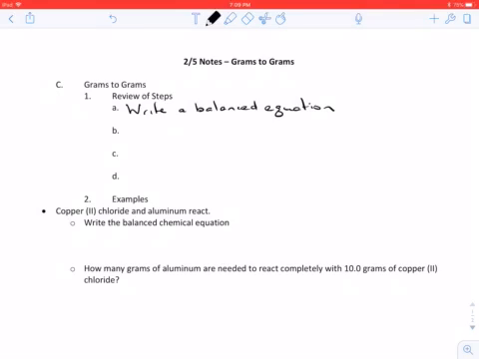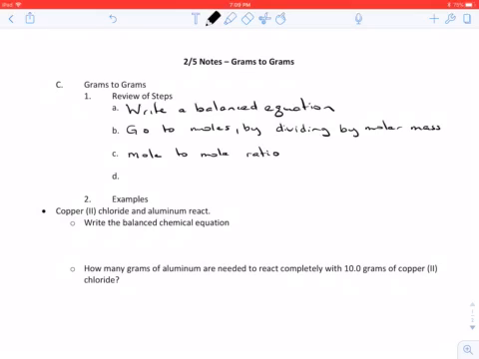Our second step, today we're going to add just a little bit to it, but we're going to say go to moles. And we're going to say by dividing by molar mass. Our third step is going to be the one that we did all last week, and that's our mole to mole ratio. So this has not changed, so mole to mole ratio.